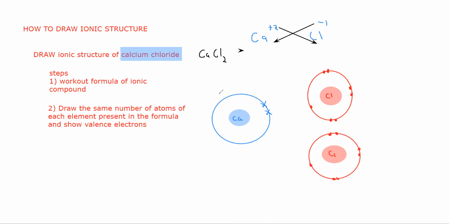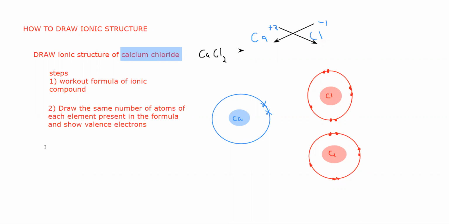Is it clear till now? So first what we did, we worked out the formula of ionic compound. After working out the formula, draw the same number of atoms for each element present in the formula, and then show the valence electrons. Valence electron means number of electrons in the last shell.